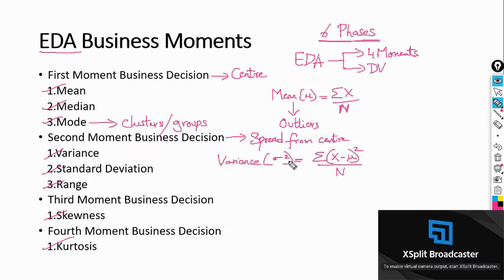What if I have to get the original value? I have to use standard deviation, nothing but sigma, which is square root of variance. So standard deviation gives us the actual spread. Then finally range. Range will be maximum value minus minimum value.